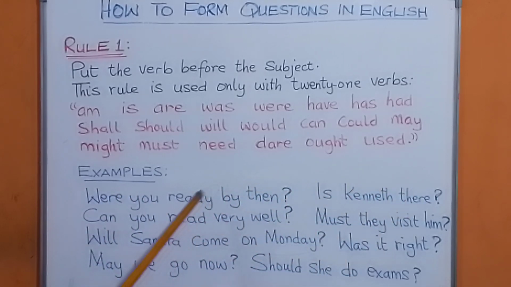Is Kenneth there? Can you read very well? Must they visit him? Will Sandra come on Monday? Was he right? May we go now? Should she do exams? These are questions. How do you form them? Put the verb before the subject, and we use it for only 21 verbs, and the 21 verbs are there.